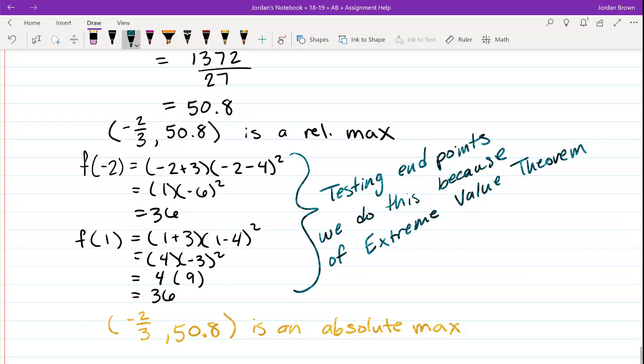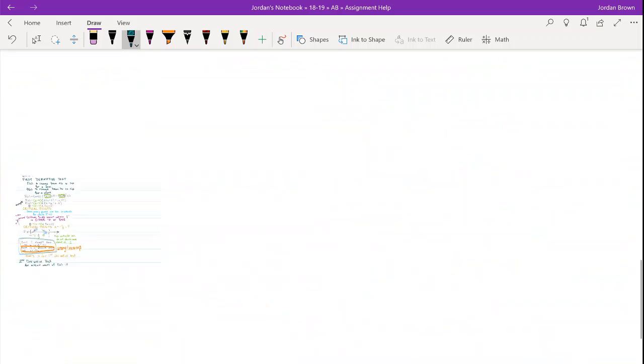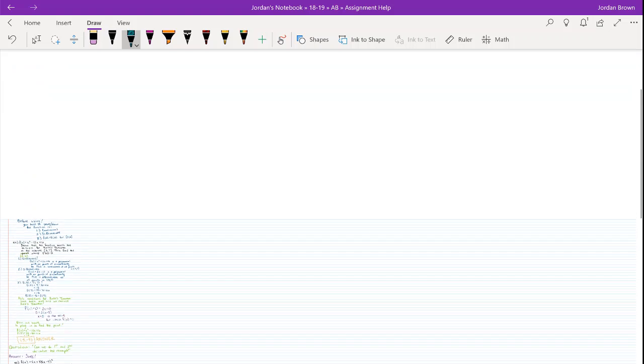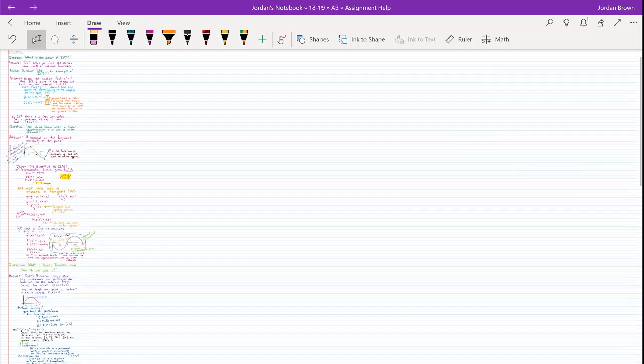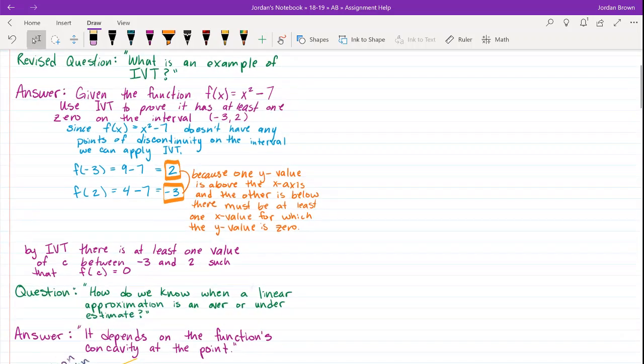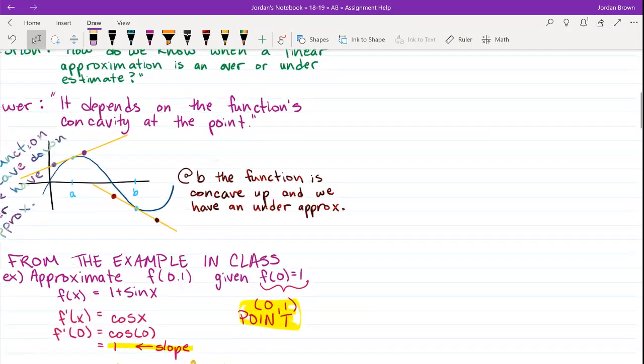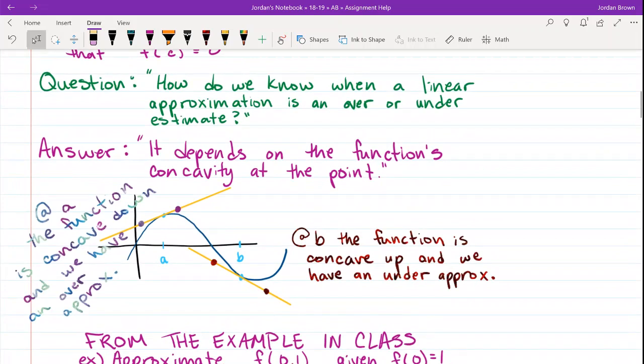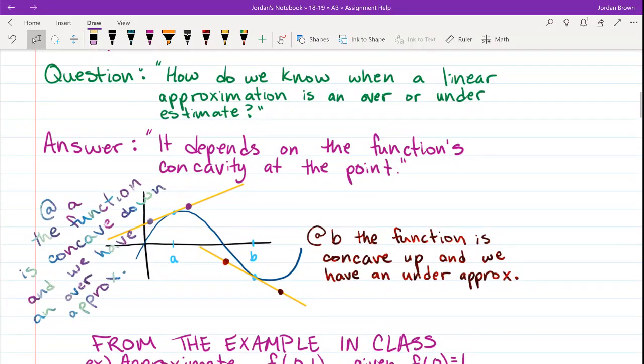Okay, Thompson, you're still in here, right? Okay. The linear stuff that we did for local linearity was way up at the beginning. It was one of the first things we did. All right. And so I think this was Lily who asked this question. How do we know when a linear approximation is an over or underestimate? My answer depends on the function's concavity at the point.